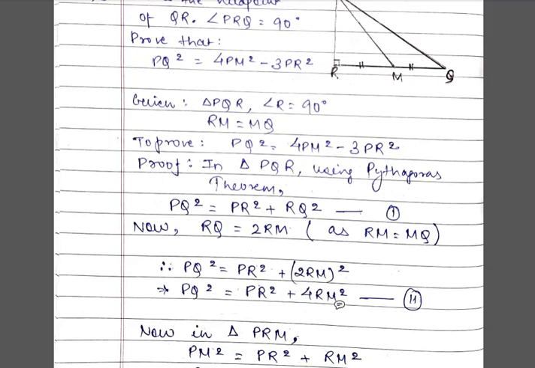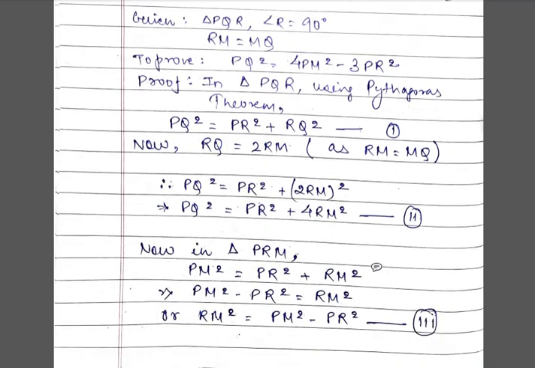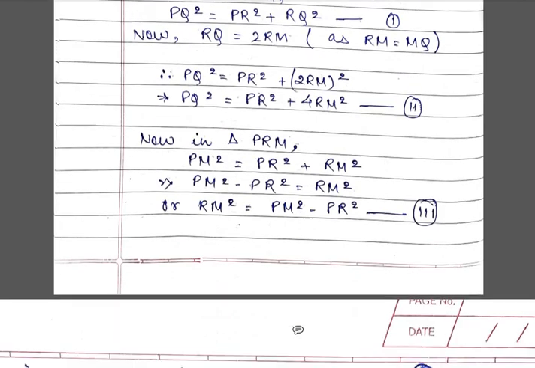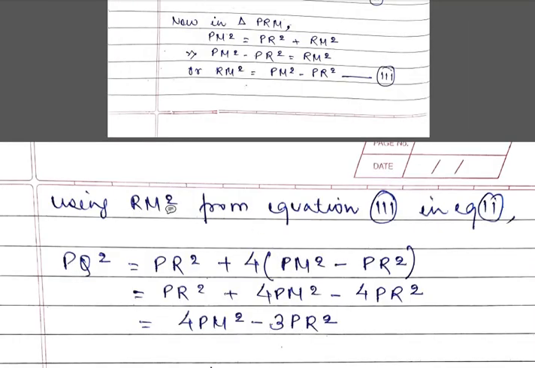Now I take the smaller triangle PRM and again use the Pythagoras theorem. I take PR square now to the left side. I am left with RM square. I have written it the other way round. RM square is PM square minus PR square. Okay. But as we have already seen, RM square was there in equation number 3. RM square was there in equation number 2 also. What I am going to do is I am going to equate both of them.